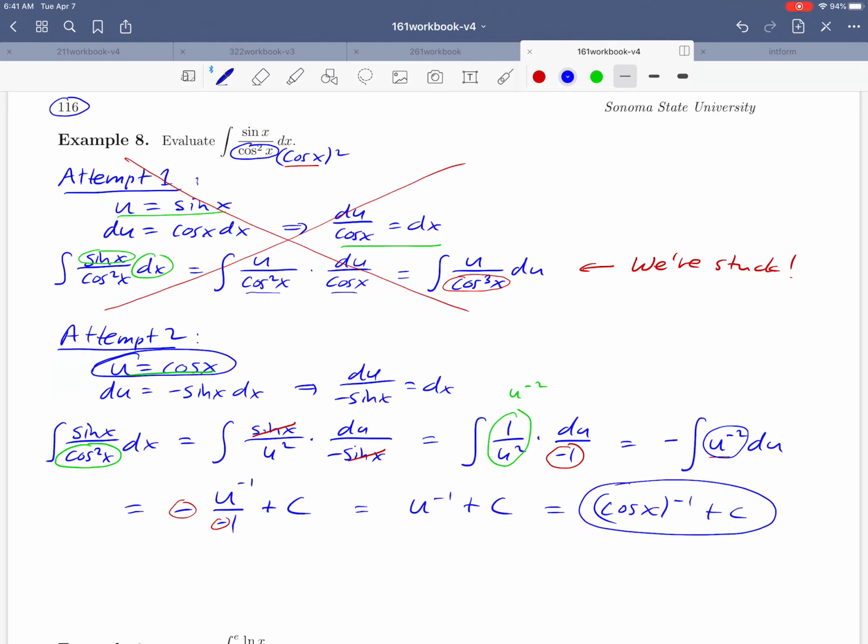So this just illustrates that sometimes when you're using a u substitution, you might make a choice of u that doesn't work, and that's okay. You just back up and try something different.